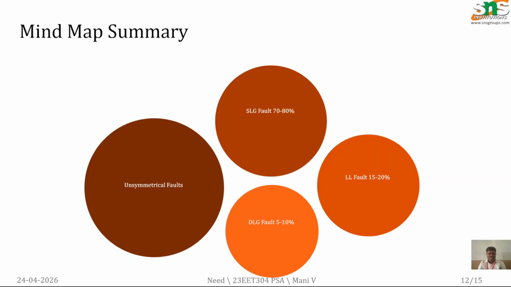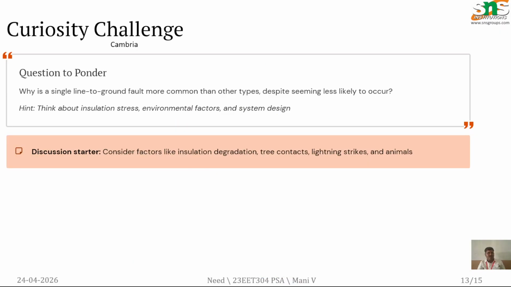In the mind map, the single line to ground fault is the most common, around 70 to 80%, the line to line fault is around 15 to 20%, and the double line to ground fault is less common, around 5 to 10%. Okay, these are the unsymmetrical faults.